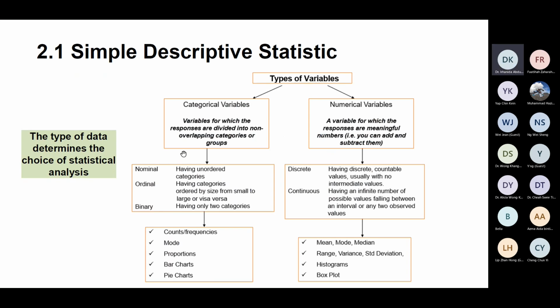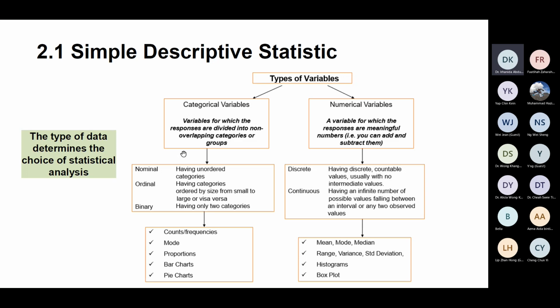Simple descriptive statistics. First of all, we need to understand the type of data. We have two types of variable. We have categorical variable and numerical variable. So a categorical variable is one in which the responses are divided into non-overlapping categories or groups, like nominal just now, categorical by groups.